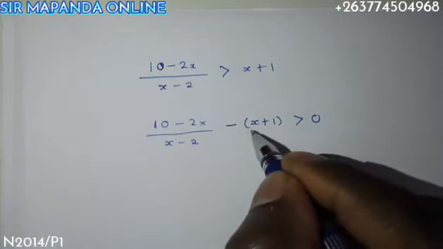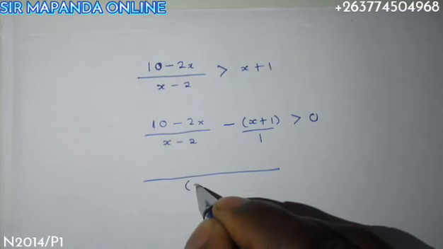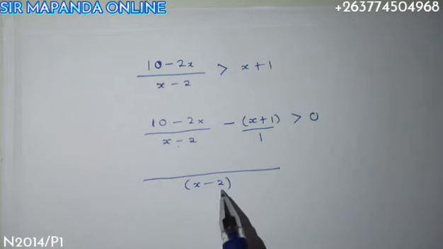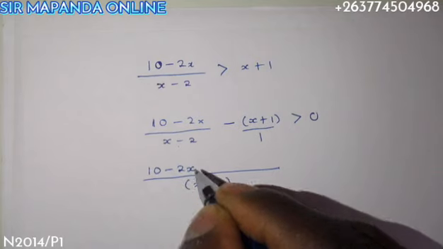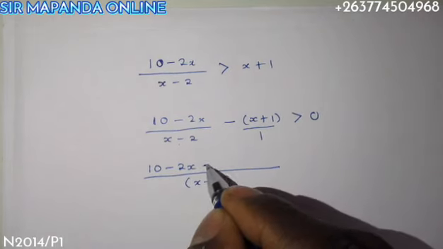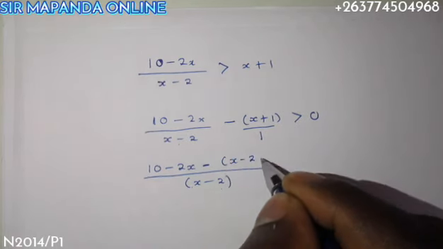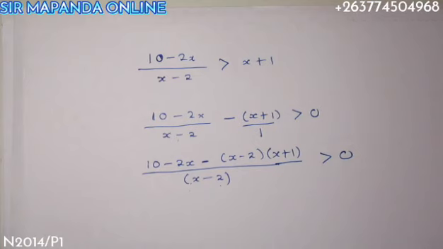Right. So the next task is to express the left-hand side as a single fraction, where your LCM is the product of x minus 2 and 1, giving you x minus 2. x minus 2 into 1, you get 1. So if you multiply 1 with the 10 minus 2x, you get 10 minus 2x. Then you put a negative sign. 1 into x minus 2, you get x minus 2. And this x minus 2 would then multiply x plus 1 above. Then you put a greater than sign, something like this.